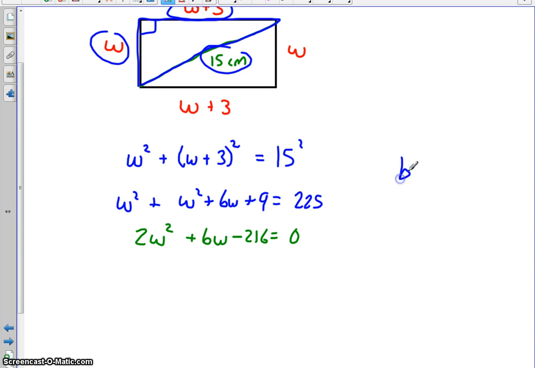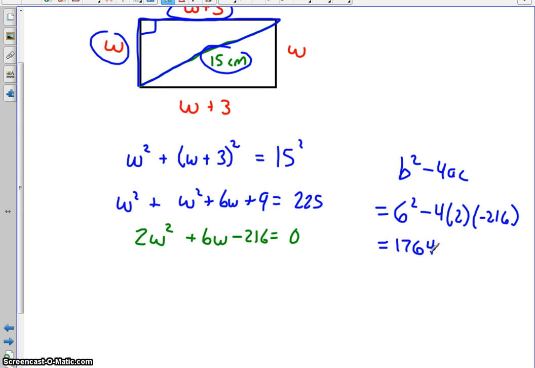So I'll check the discriminant to see if it does factor. b squared minus 4ac is going to be equal to 6 squared minus 4 times 2 times negative 216, which gives me 1,764. Is it a perfect square? I'll check. It is. So that means this does factor. So I'm going to go through it and do it with factoring. If you prefer to use the quadratic formula, feel free. We should wind up in the same place in the end.